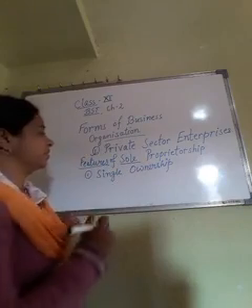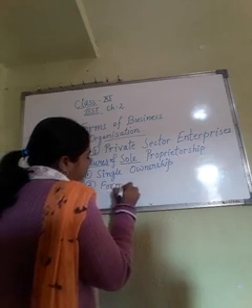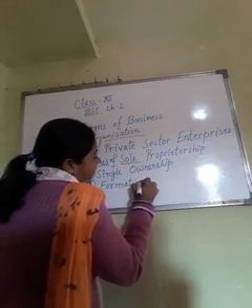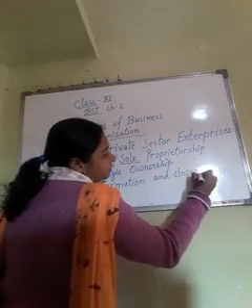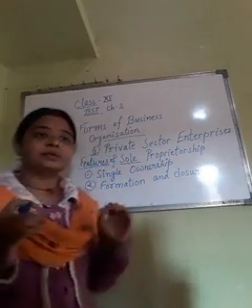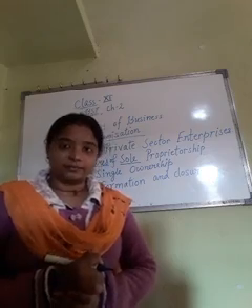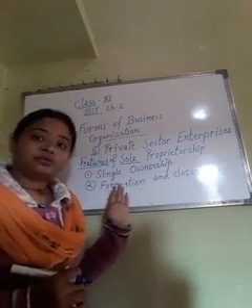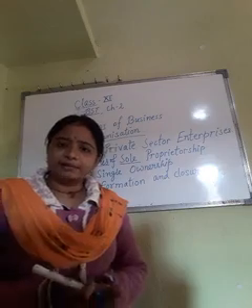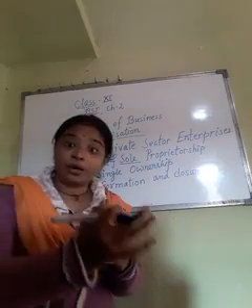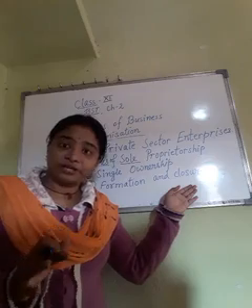Now next one is formation and closure. Next feature is formation and closure. Okay, now when there is a business of sole proprietorship, it means there is only one single person who is handling the business. Formation means to start a business, closure means to end a business, to finish that. At any time that person can start a business, and at any time he can close that business too.